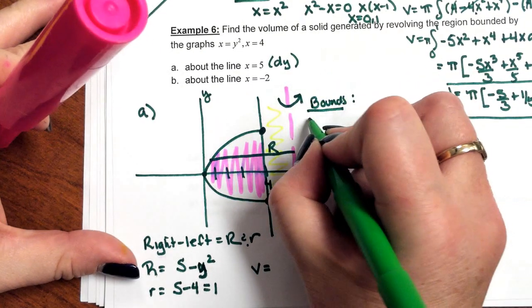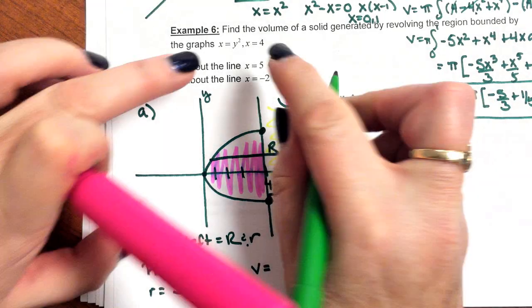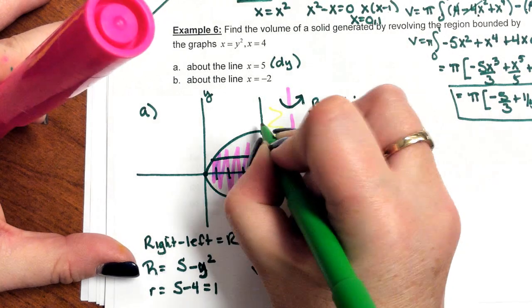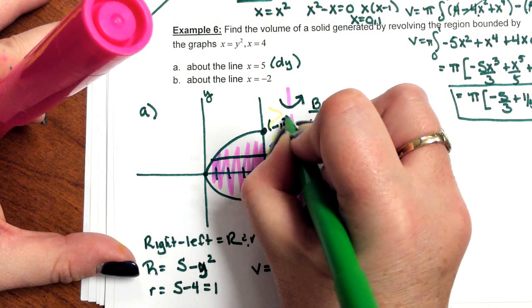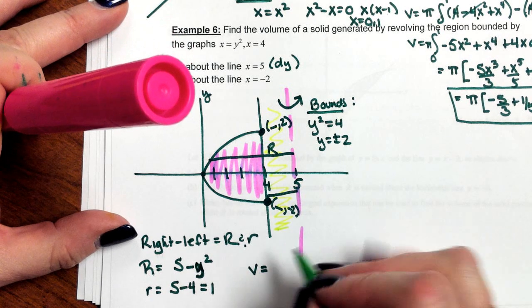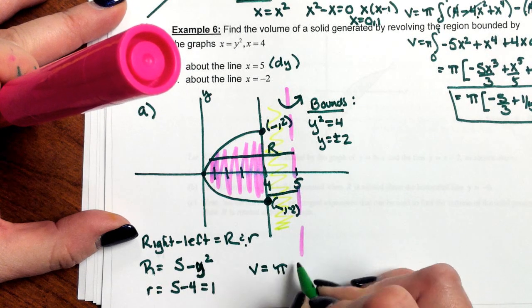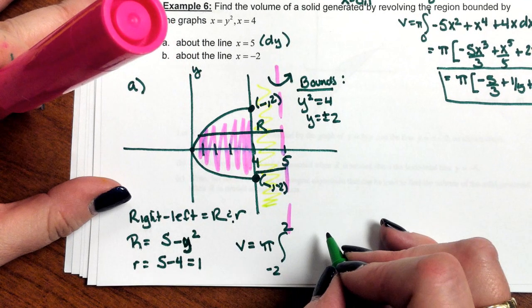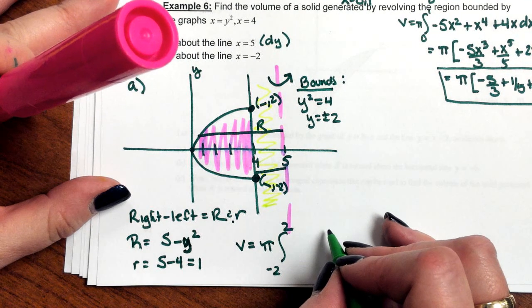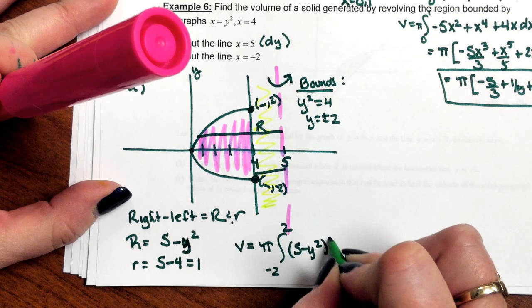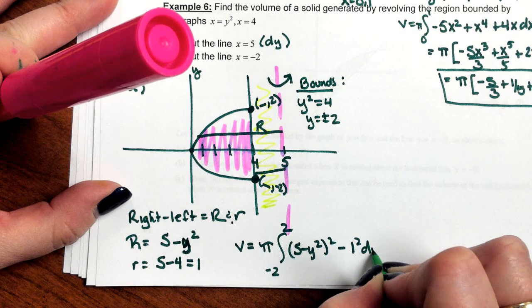It's simply going to be y squared is equal to 4. Take these two equations, set them equal to one another, so y is equal to plus or minus 2. So there's my something comma 2, something comma negative 2. So the volume is going to be equal to, again, pi, going from negative 2 to 2, of, again, my outer radius, which is 5 minus y squared, squared, minus 1 squared dy.